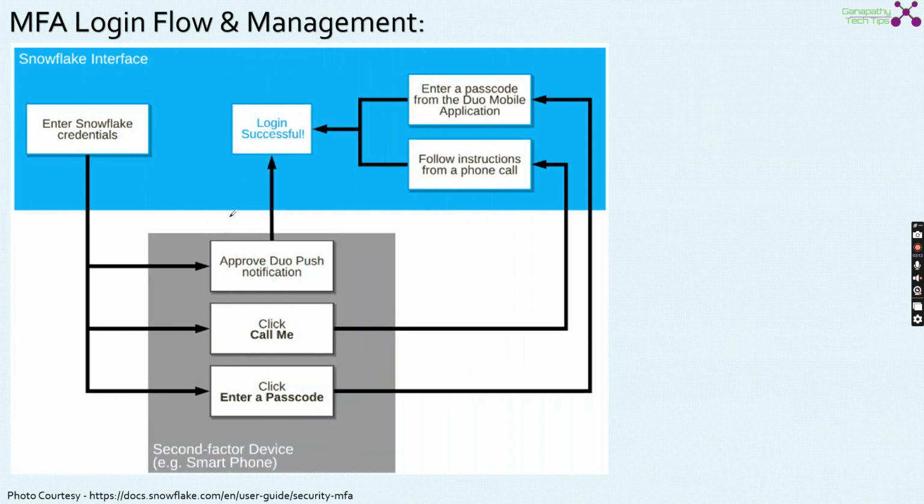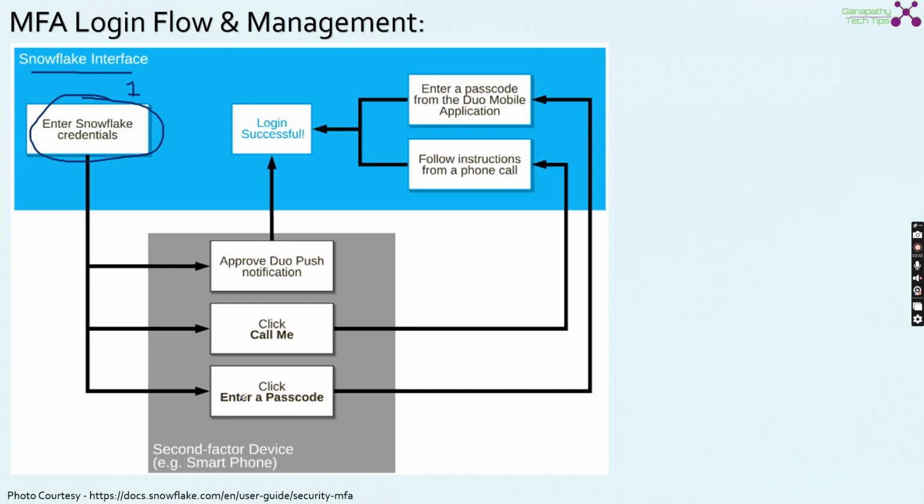Now we are going to discuss the MFA flow, what the flow looks like. Just go through this diagram. In the Snowflake interface, we will enter the Snowflake credentials first. This is the first mechanism. Once you enter the credentials, it will go to the second factor device, which is a mobile that contains the Duo application which is installed.